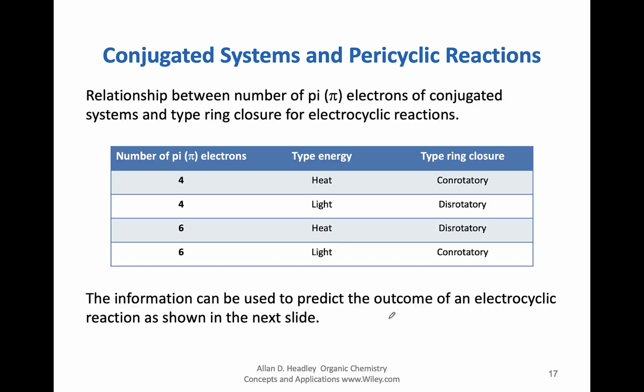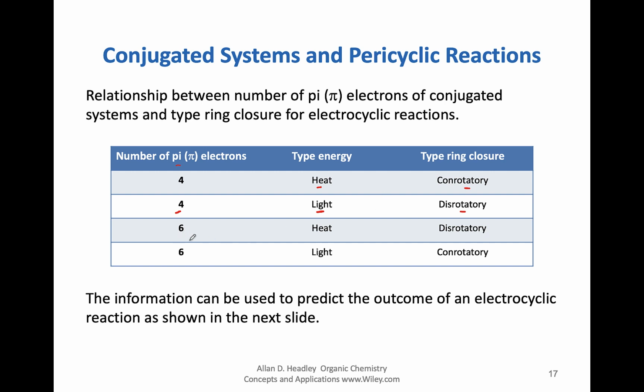So let's look at here a summary. So this is a quick summary here. This will make it much easier to remember. So if you have 4 electrons in the pi system, supplying heat will give a conrotatory closure. If you have the same 4 pi electrons, in this case supply energy by light, it will be a disrotatory closure.